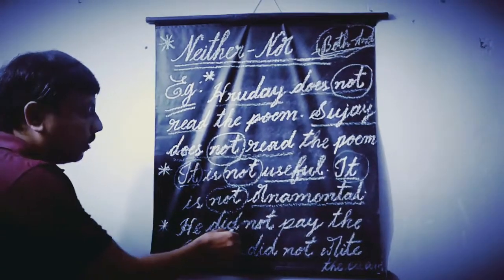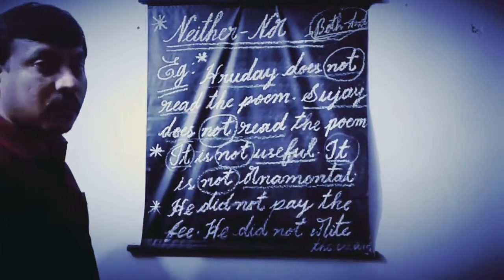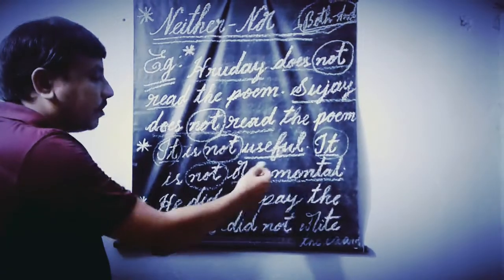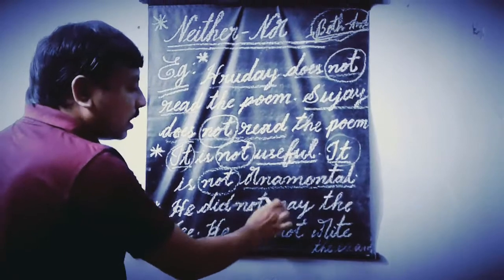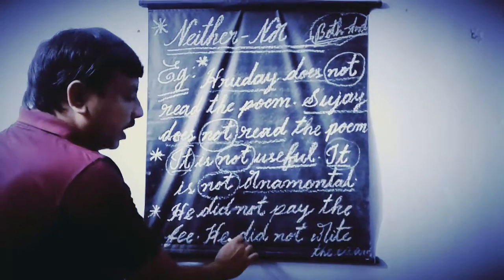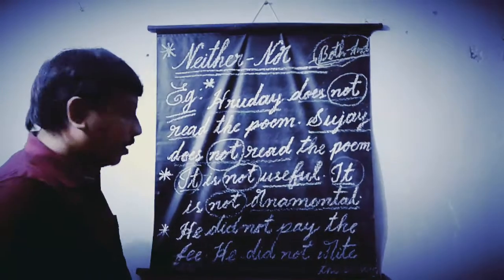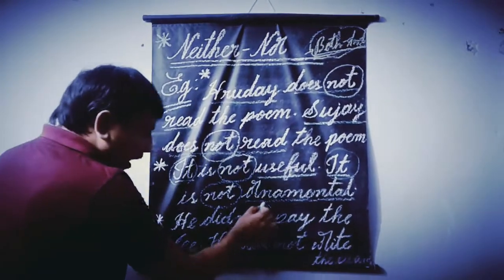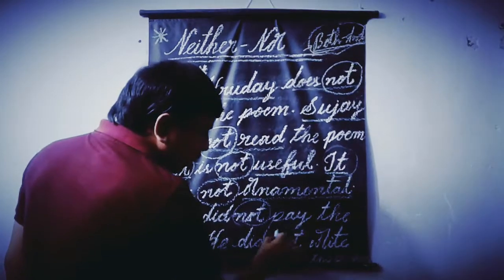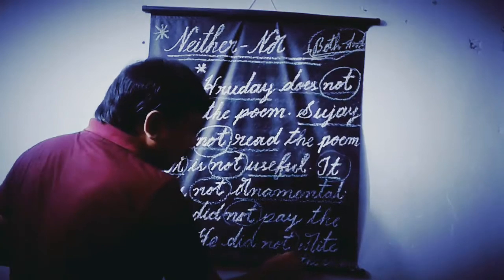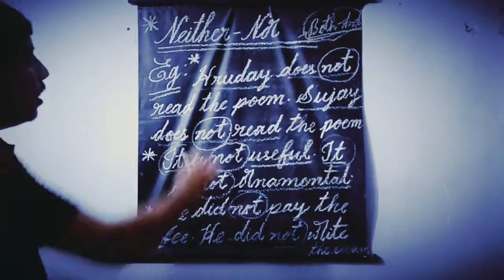Here, did plus verb 1 is equal to verb 2. Did plus the first form of the verb is equal to the second form of the verb. Did plus pay is equal to paid. Did plus write is equal to wrote. Then let us remove not from the first event and from the second event in order to combine these two by using the correlative conjunction neither nor.